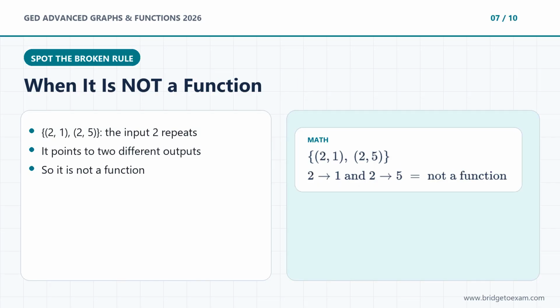Now a counterexample. Consider the set (2, 1) and (2, 5). The input 2 appears twice, and it points to two different outputs, 1 and 5. That breaks the rule, so this relation is not a function. On a graph, those 2 points sit on the same vertical line, and the vertical line test would fail immediately.